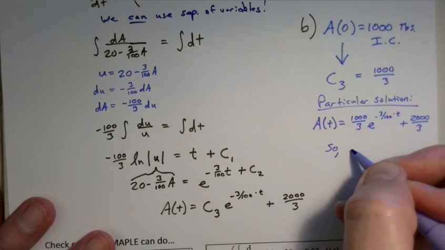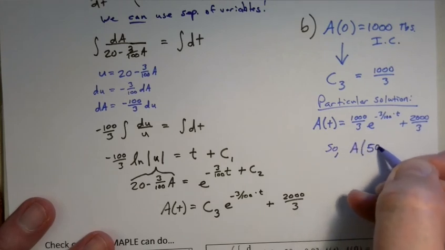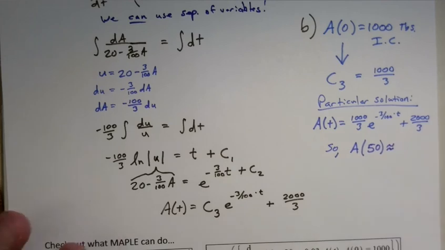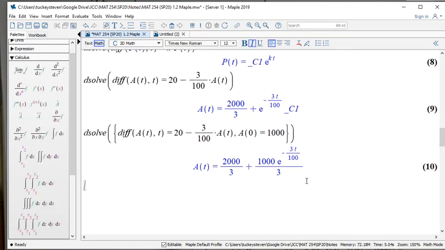So I can ask, and I'm going to ask Maple to do this for me, what is A of 50? And I'm just going to ask for it approximated out to a couple of decimal places because the exact answer isn't going to be terribly useful for me. So if I step back over into Maple, now that I've got A of t right here, I'm going to evaluate the right-hand side of this equation.